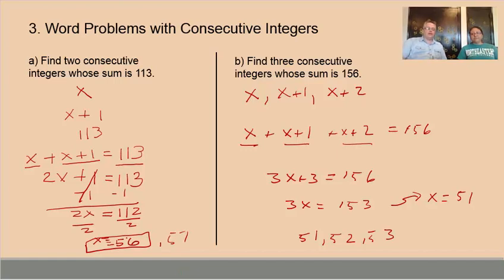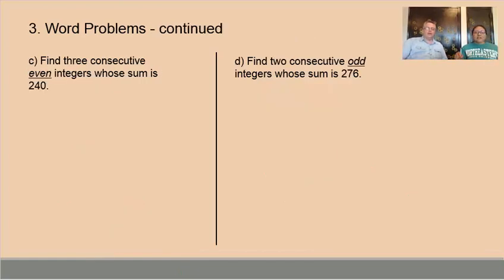All right, let's see what else we got here. So we have find three consecutive even integers whose sum is 240. Let me click on this pen here. We have x, which would be the first one. Then we have x plus 2. Why plus 2? Because they're even, we're skipping an odd. So when we want consecutive evens, we add 2. Then we have to find a third one, so it would be x plus 4.